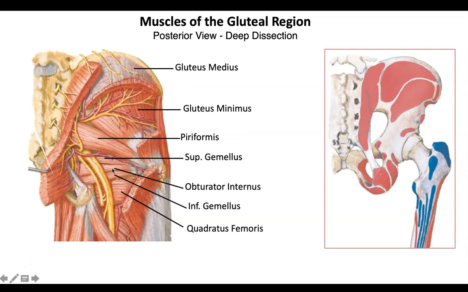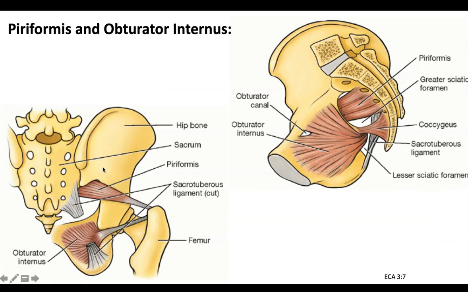The obturator internus muscle. Obturator internus muscle is another muscle which arises within the pelvic cavity. It has its proximal attachment to the internal surface of the obturator membrane. And in the pelvic cavity, it forms the lateral wall of the pelvis. And then the obturator internus muscle turns abruptly and forms an angle. And then it exits through the lesser sciatic foramen.